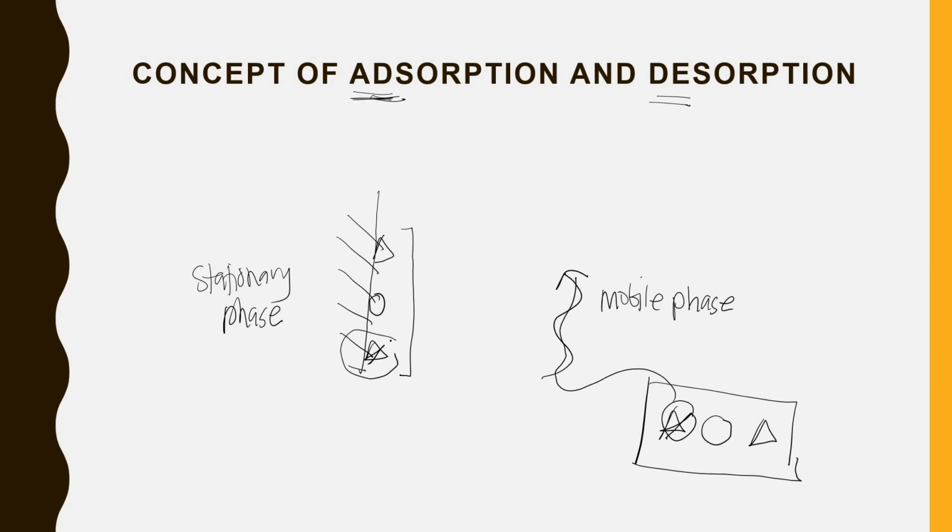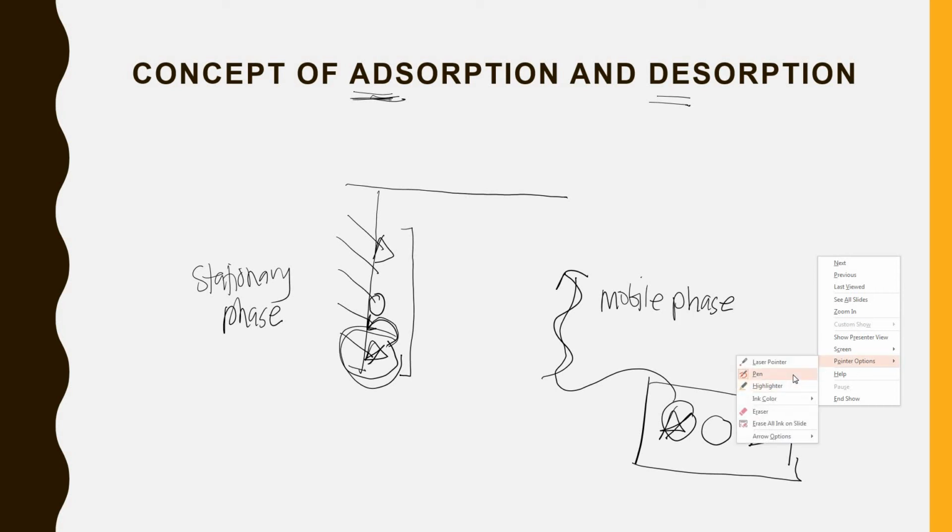So there must be an interaction. It's either hydrogen bonding, van der Waals, and so on. So it will adsorb, right? But you have to bear in mind, because we want to look at the separation, all of them should go through the system and come out from the stationary phase. So all of the components, after they have adsorbed onto the surface of the stationary phase, have to desorb back into the mobile phase.